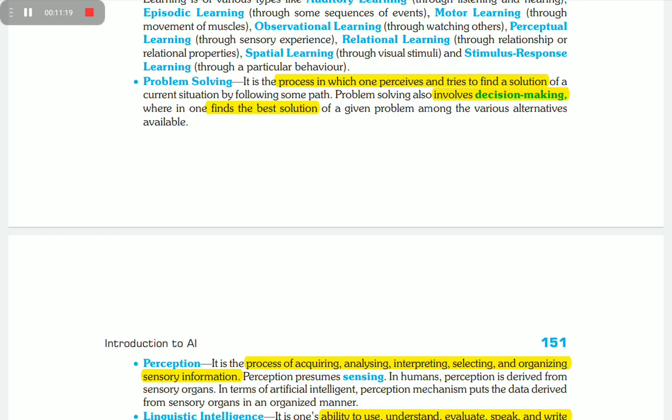So let's go back to our slides. Now as I've shown you observational learning through visual representation, I've shown you some photos, or you can also search on Google.